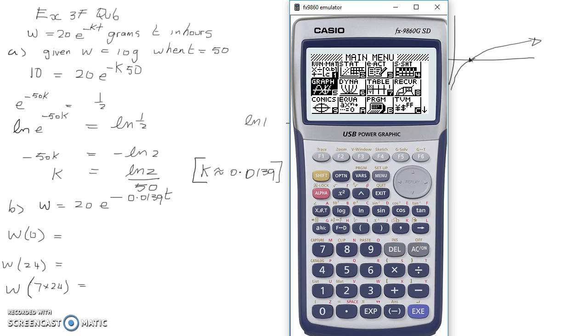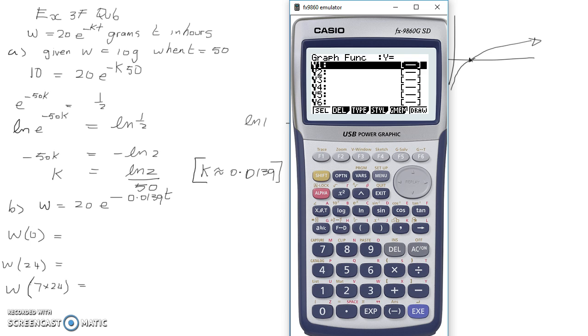So if we turn on our calculator to the graph menu and we enter the function, so instead of w we've got y, it's going to be 20 e, I've lost the e function. There it is. To the power, and I'm just going to put brackets to be extra careful. Negative 0.0139, and instead of the variable t we'll use x.